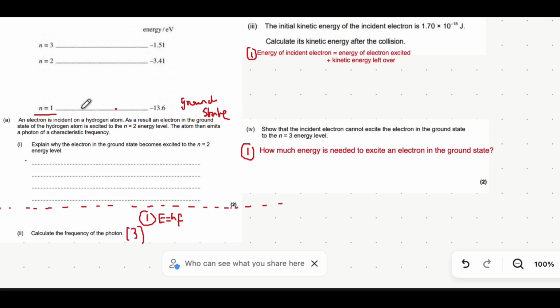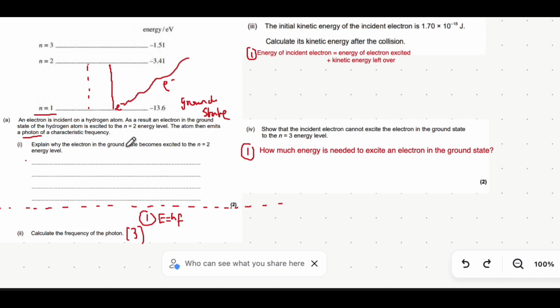And it says that when an electron strikes an electron on the ground state, it will excite to the n equals 2 energy level. Excitation just means it gains energy to move to a higher energy level. The atom then emits a photon of characteristic frequency. What does that mean? Well, if something excites, shortly after it actually de-excites. But that difference in energy doesn't just disappear, it's actually released as a photon. So that's what it means by emits a photon.